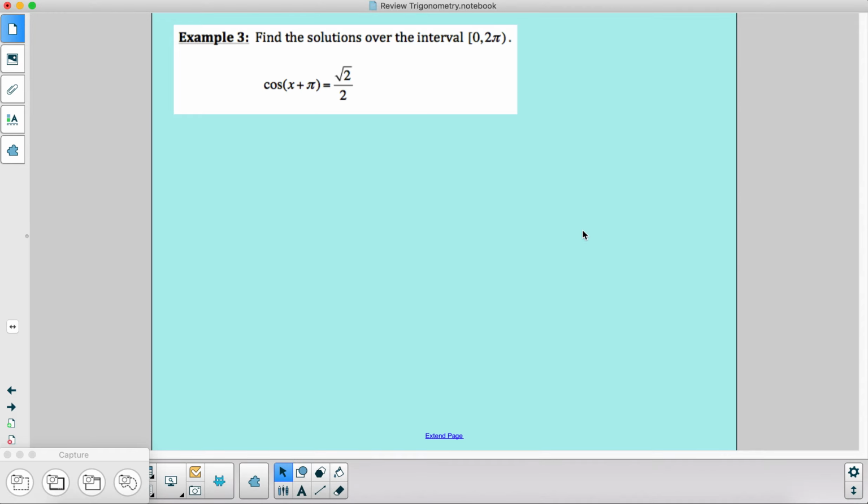Right, our last example is a sum of angles formula. We need to solve this one. So we have cosine of x plus pi equals square root of 2 over 2, and we've got to solve it for 0 to 2 pi.